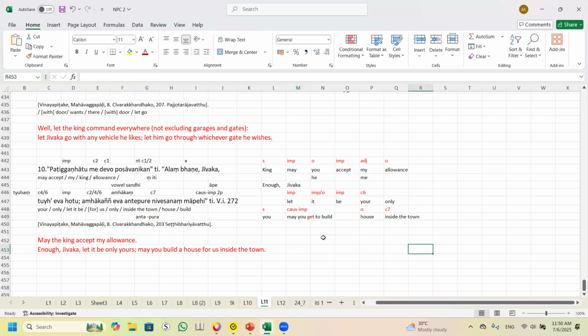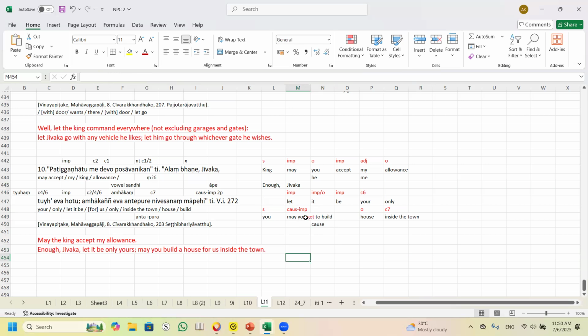This is causative. You don't say cause, you say cause to build. We say get. This is causative, and this is imperative. May is imperative. That means may you get to build. Can you see how you translate this one? May you get to build. So this is causative, imperative.